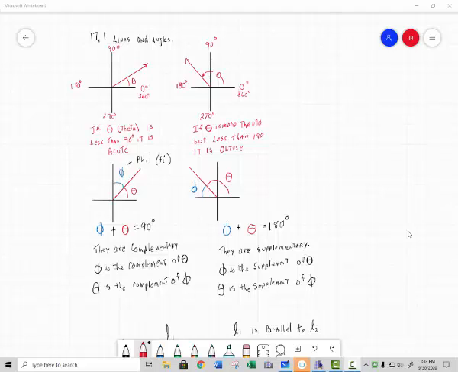Okay, in this video I want to look at 17.1 and 19.1, the lines and angles and trig functions. Basically, I want to look at two specific kinds of angles here. One is if that angle is less than 90 degrees, then it's called an acute angle.